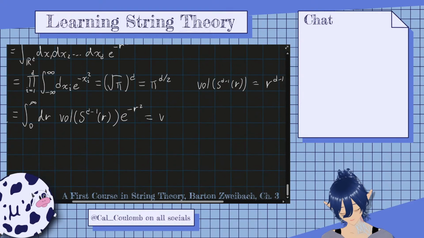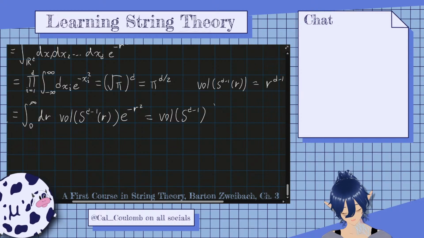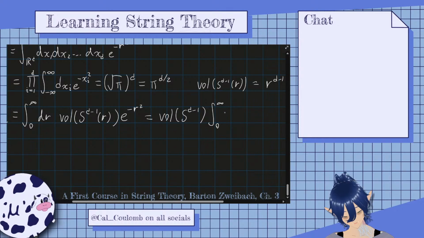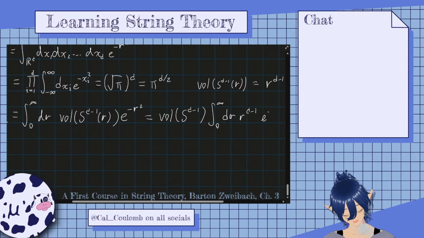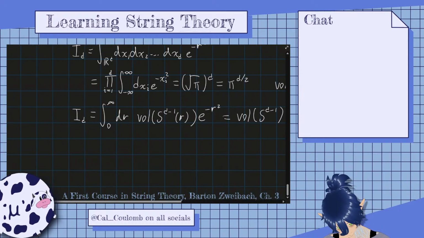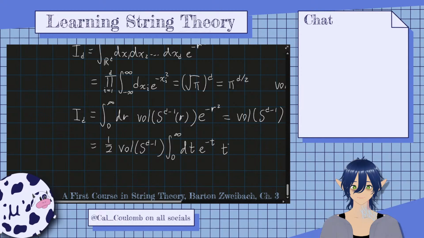So we get the volume of S^(d-1) times the integral from 0 to infinity dr r^(d-1) e^(-r^2). This is going to be 1/2 the volume of S^(d-1) times the integral from 0 to infinity dt e^(-t) times t^(d/2 - 1).